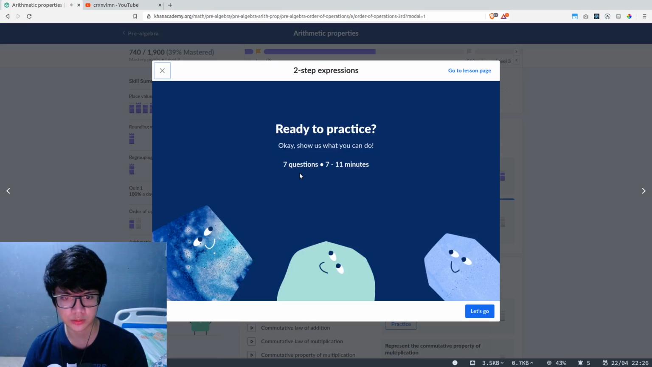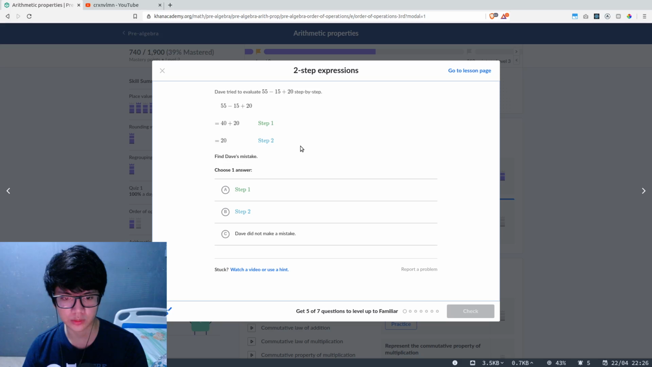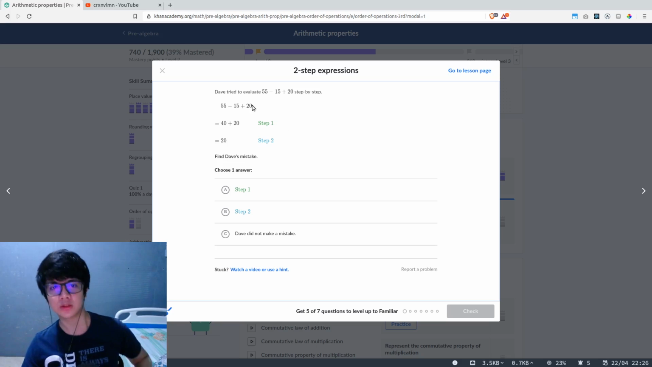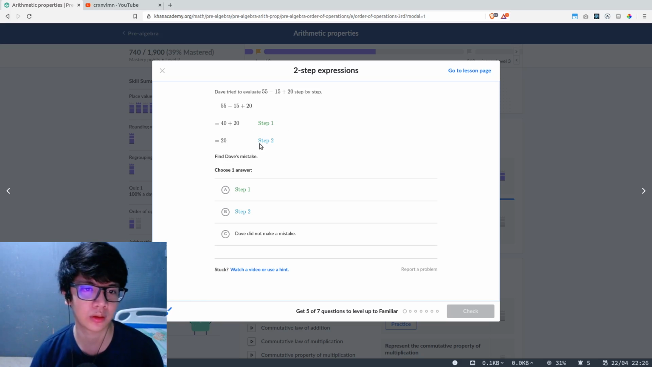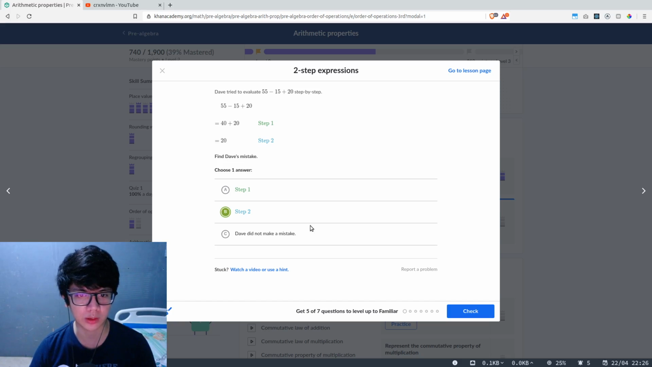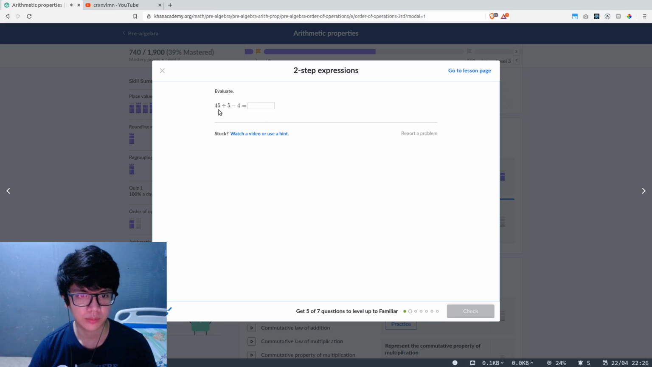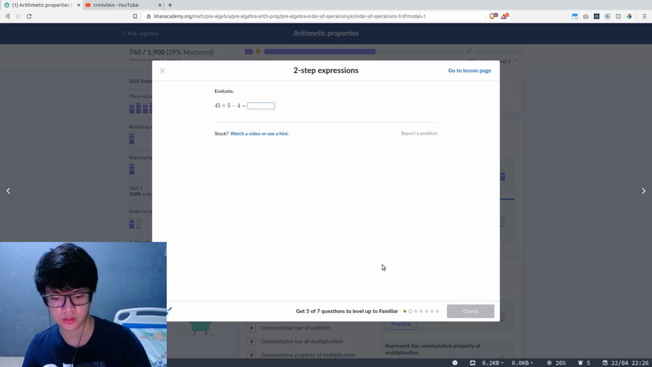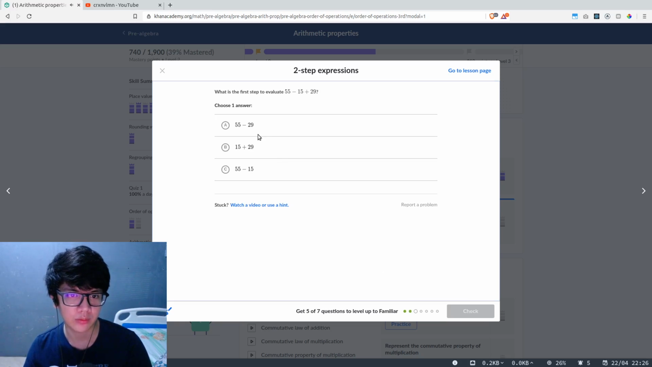Two-step expressions. Oh. Dave tried to evaluate 55 minus 15 plus 20 step by step. Okay, so 55 minus 15, 40. Plus 20. Yo, 40 plus 20, you get 20? Are you kidding me, Dave? Oh, let's give me 9 minus 4 is 5. What is the first step to evaluate 55 minus 15 plus 20?